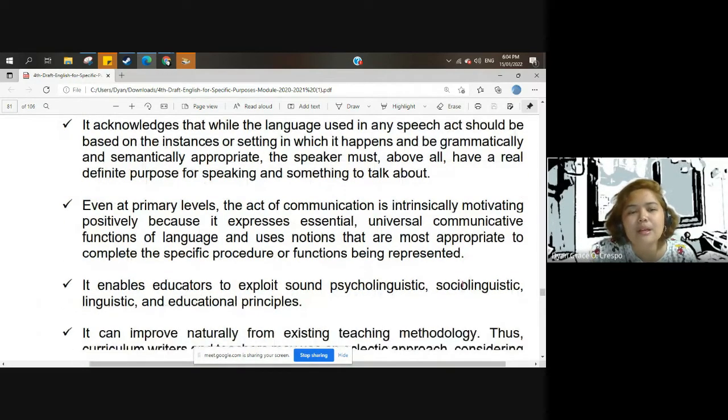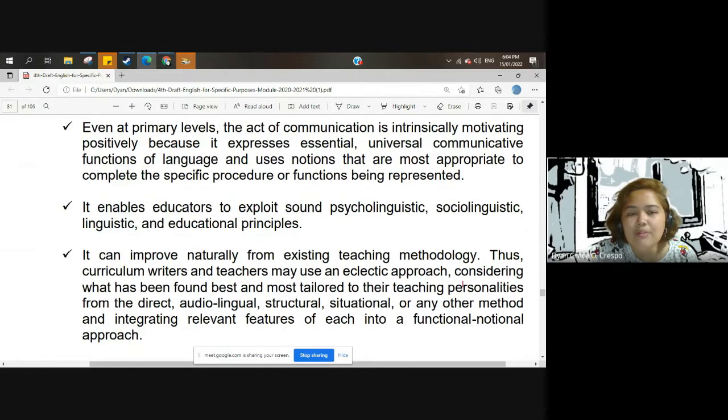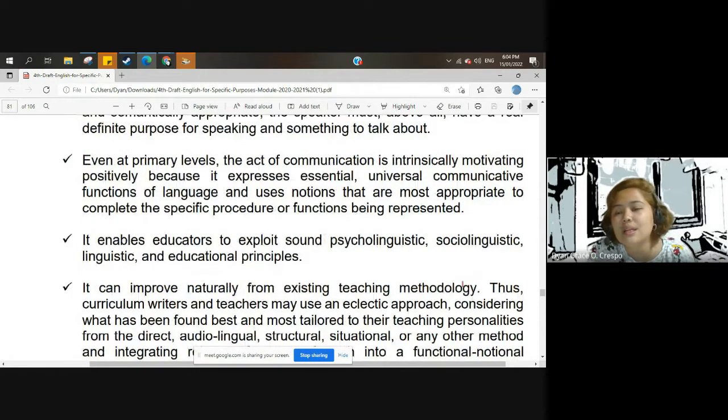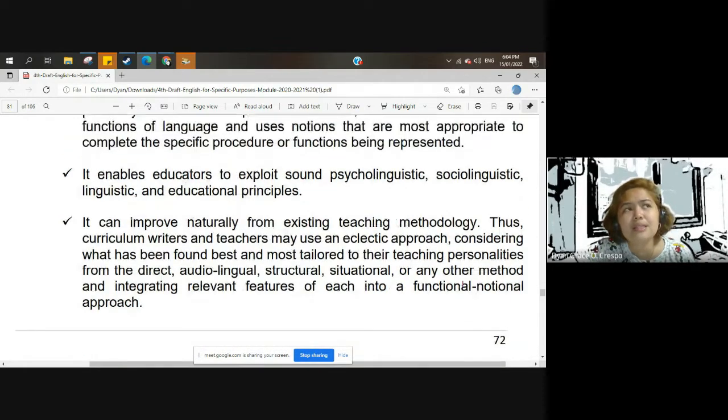bago tayo magpaggarap. It acknowledges that while the language used in any speech act should be based on the instances or setting in which it happens and be grammatically and semantically appropriate, the speaker must above all have a real definite purpose for speaking and something to talk about. Even at primary levels, the act of communication is intrinsically motivating because it expresses essential universal communicative functions of language and uses the notions that are most appropriate to complete the specific procedures of the functions being represented. So makikita natin, the advantage is with the students.